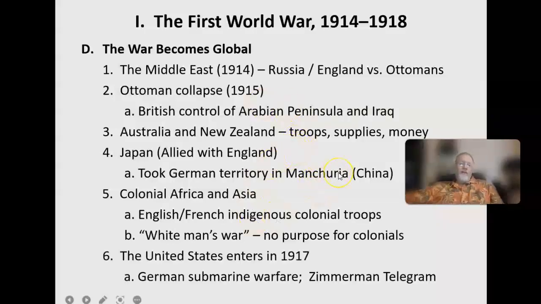The United States finally enters in '17. We had a very strict policy. Woodrow Wilson was the president. He had a very strict policy of neutrality. He was elected in '12. He served eight years. He made it very clear when all this happened in '14 that he wanted to be neutral. The country was going to be neutral. We're going to stay out of it. And eventually we were forced into it.